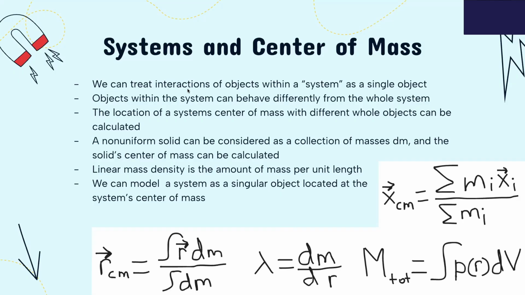Note that lambda is equal to dm over dr. That's the linear mass density. Because of this, you can replace dm with lambda: lambda dr equals dm, and you replace that dm in the upper integral. And note that the integral of dm is just the total mass. So the bottom becomes just M, and then you can solve that integral. Also note that the total mass of the system can also be the integral of the density as a function of r times dV.